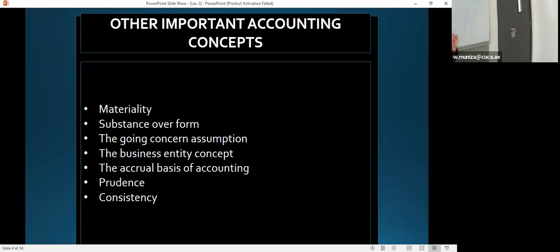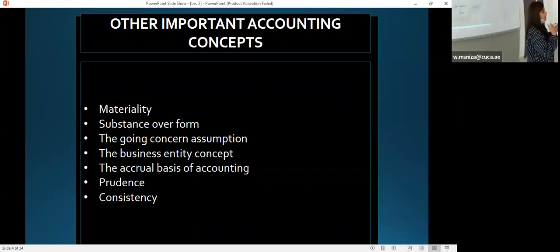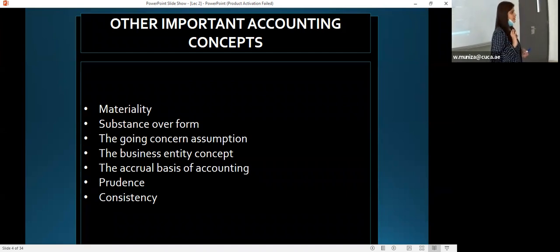Accrual basis of accounting. This is again a very important concept. There are two bases of accounting: cash basis of accounting and accrual basis of accounting. Cash basis of accounting tells that we have to pass the transactions on the basis of cash received and cash paid. For example, expenses have to be recorded when they are actually paid in the form of cash. Income has to be recorded when it is actually received in the form of cash. This is the cash basis of accounting, which is not followed under International Financial Reporting Standards. The International Accounting Standards Board, IASB, does not allow us to do that.